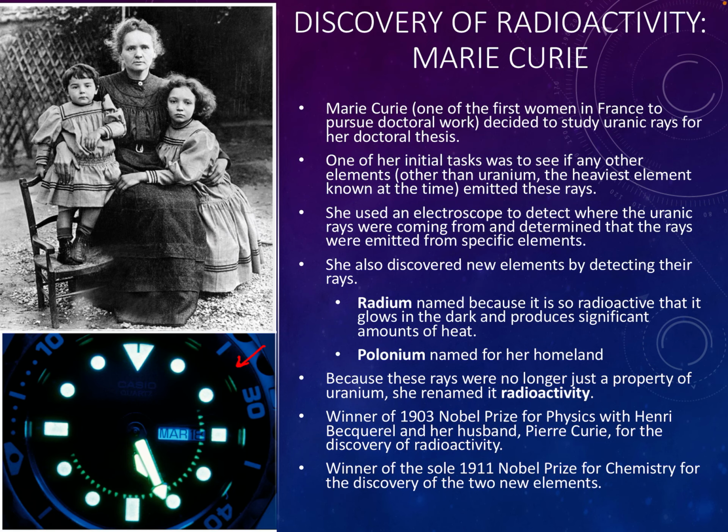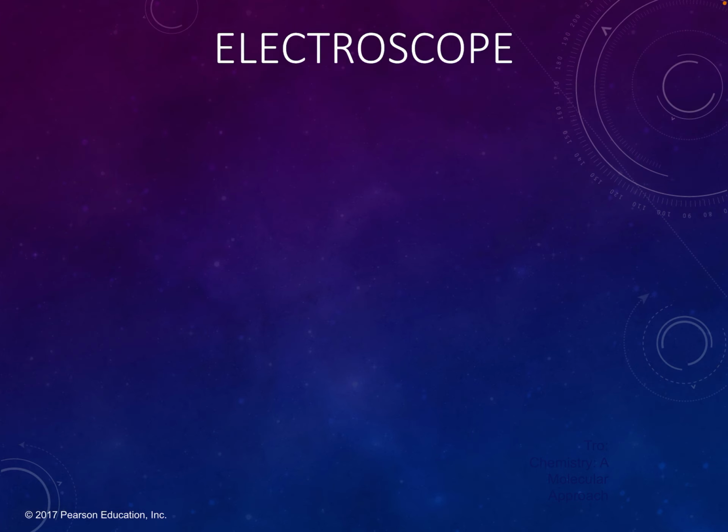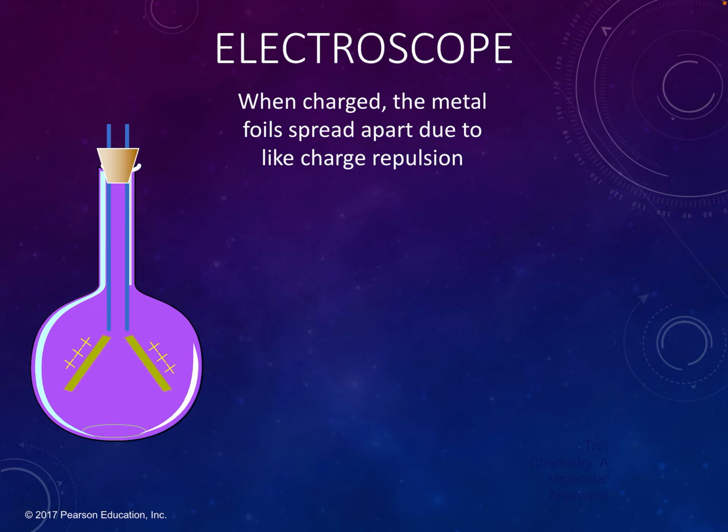She won the Nobel Prize in physics because she worked with Becquerel and her husband, Pierre Curie, and they were credited with the discovery of radioactivity, with these uranic rays. And then she won the Nobel Prize in chemistry by herself because she discovered two new elements, which is super cool.